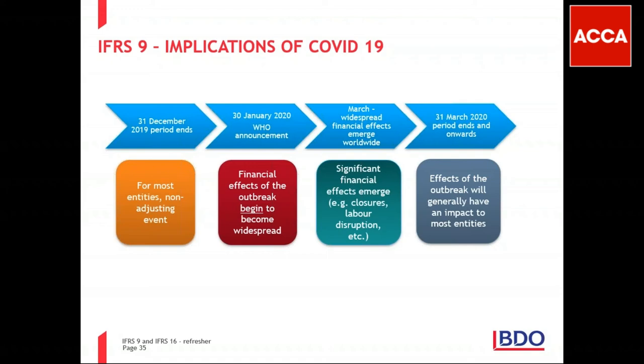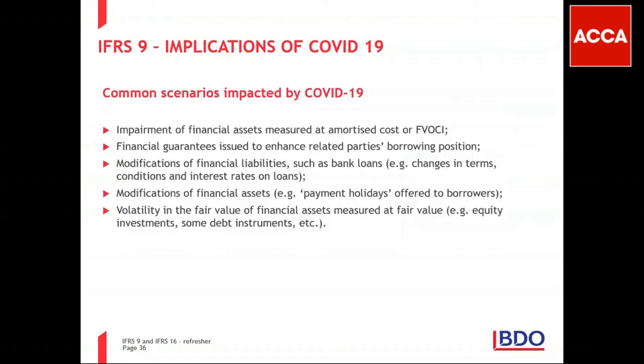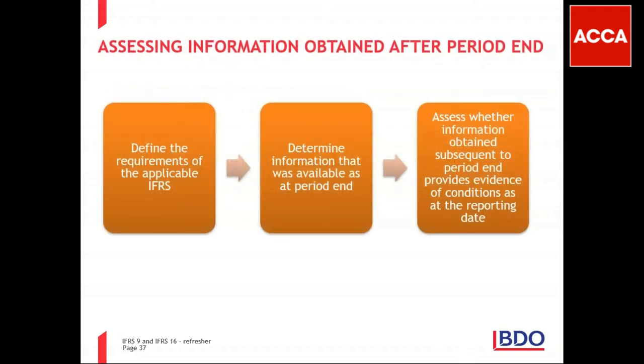So for 31st December 2019, it's a non-adjusting event, but for all financial statements ending 31st March 2020, the impact of COVID-19 will be an adjusting event that requires adjustment within the financial statements. The main common scenarios impacted are that impairment of financial assets will increase, financial guarantees issued need to be reevaluated, there may be a modification of financial liabilities such as bank loans, there may be a modification of financial assets because of a change in the payment plan, and the fair value of financial assets is likely to decline. All these impacts of COVID-19 will be adjusted in the financial statements of the March reporting period.